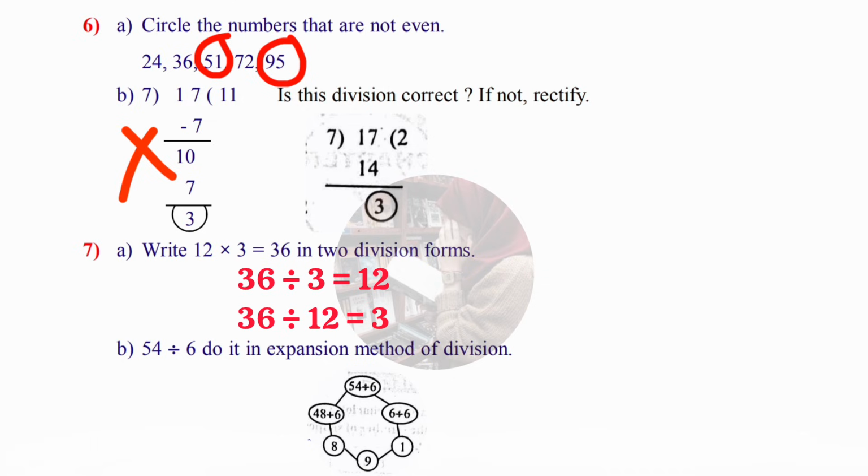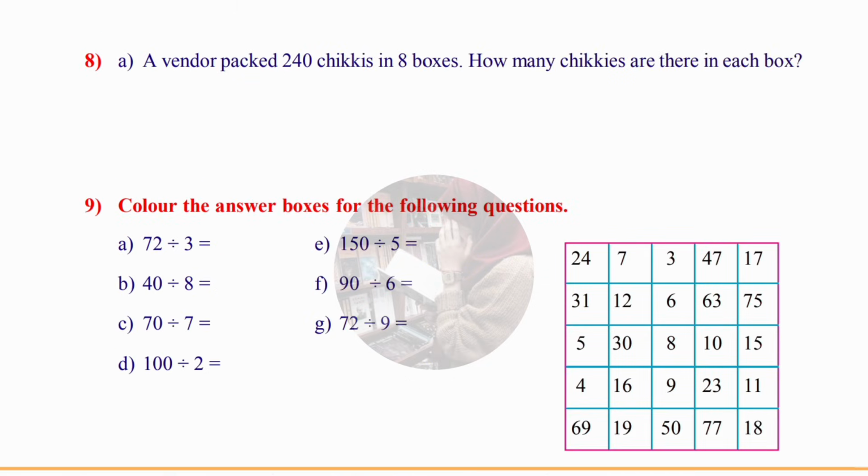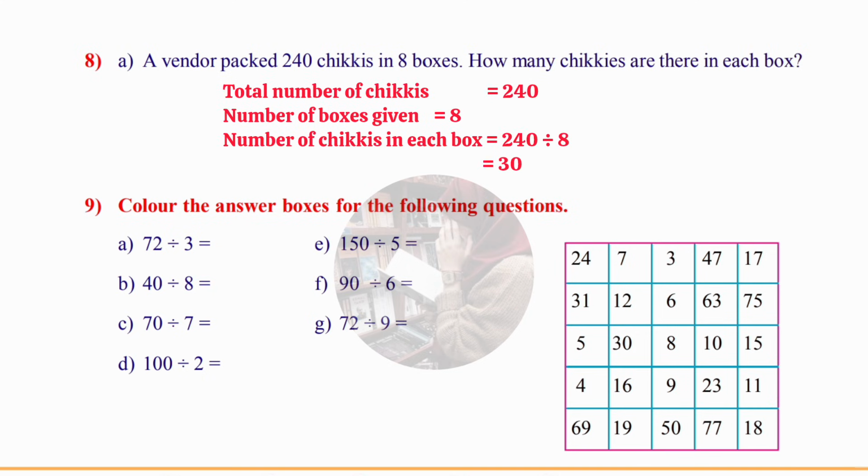Okay. Understood, guys? Okay, then let's move on to the 8th question, which is a vendor packed 240 chikkis in 8 boxes. How many chikkis are there in each box? Okay, so let's see the answer. Total number of chikkis given is 240. Number of boxes given is 8. So number of chikkis in each box equal to 240 divided by 8. So 8 threes are 24, then 0. So therefore 30 chikkis will be in each box. Understood, guys?